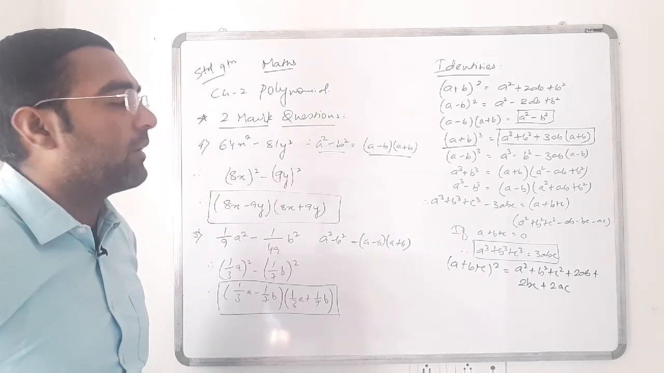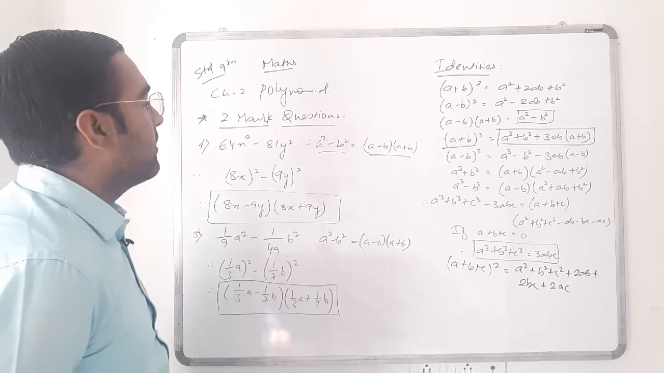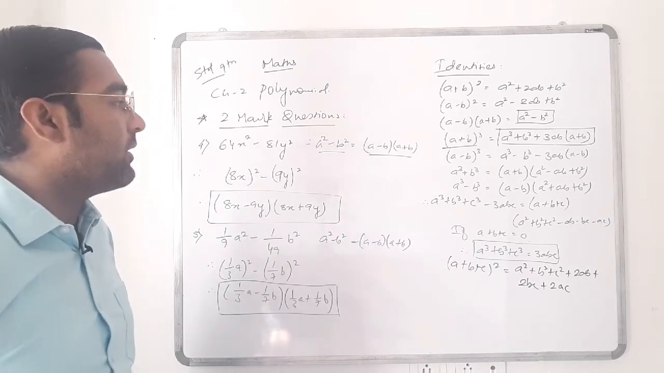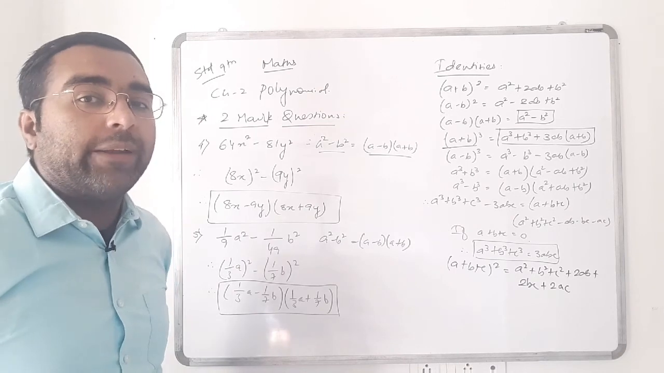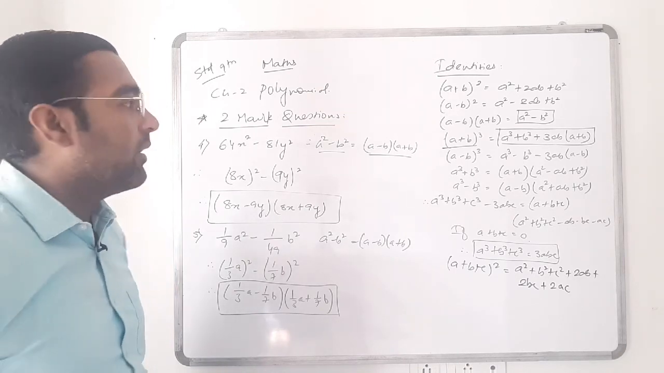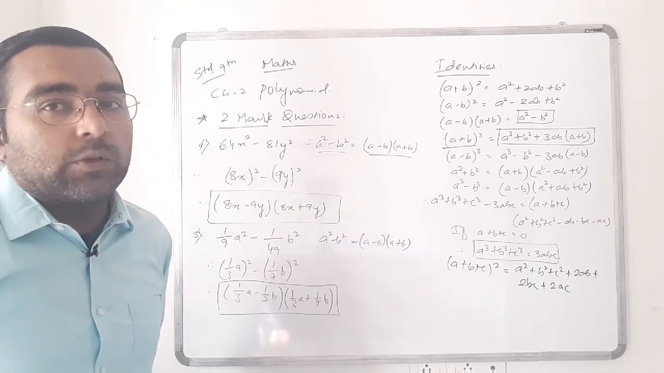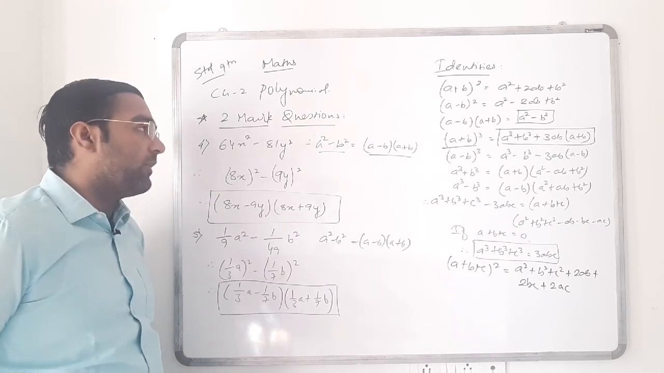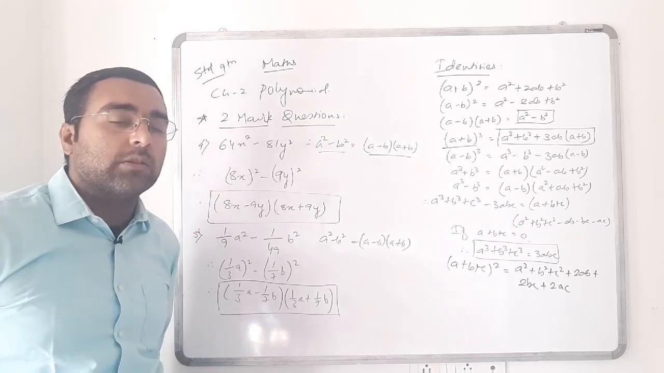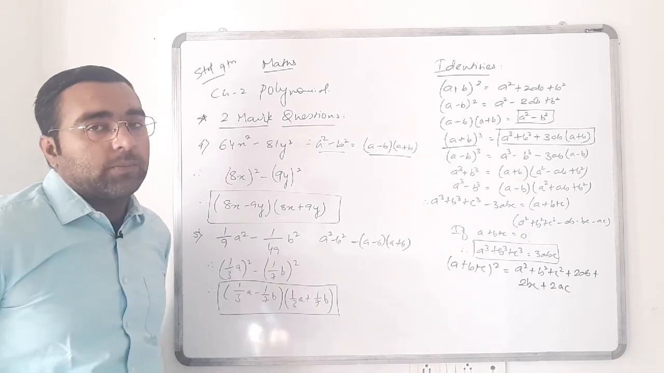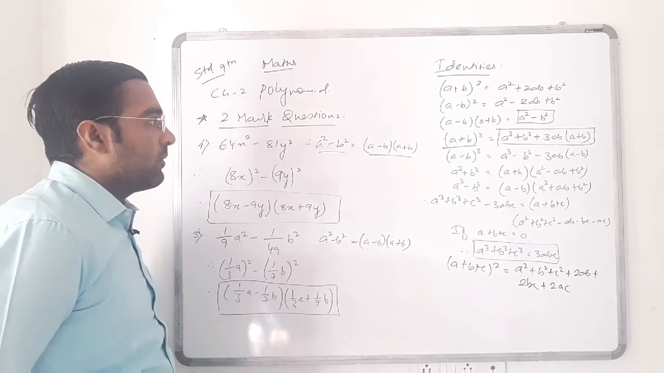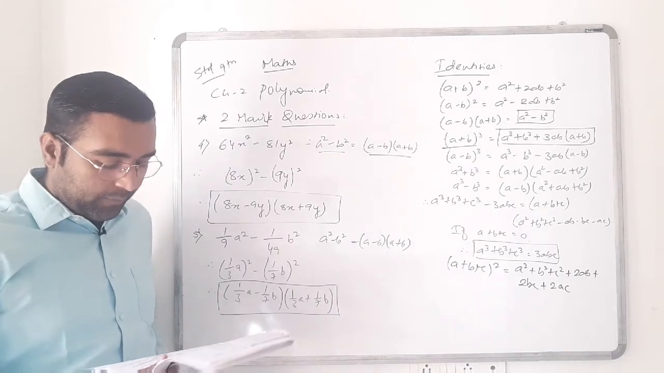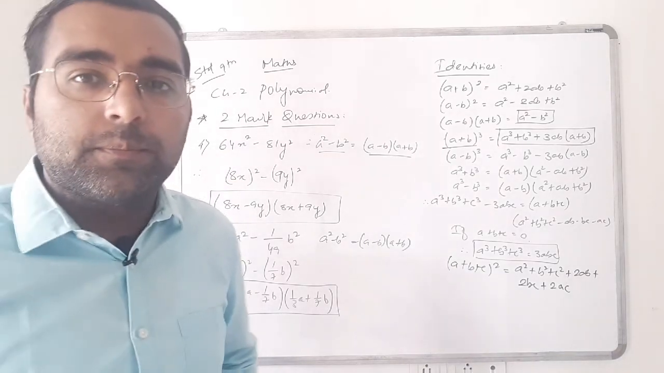If you don't understand any kind of sum, but you know that an identity is used in that sum, you should write just the identity and you will also score the half mark in that question. So this is the scoreable step. So you must write the identity in all the questions that are identity based. Clear?